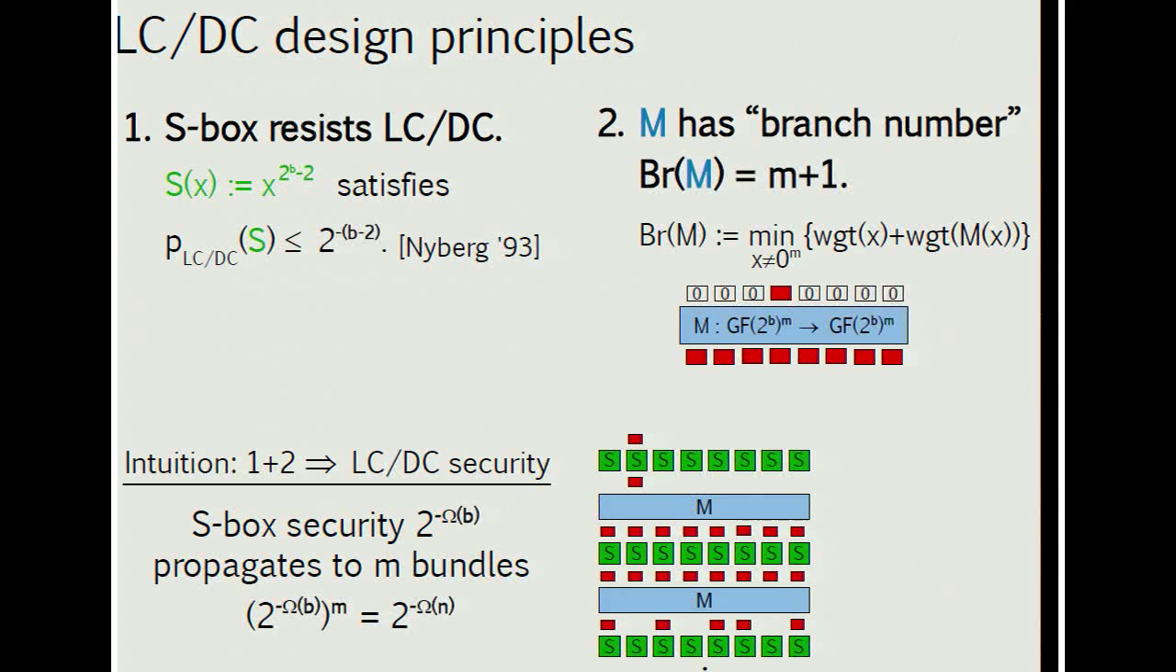The second design feature that we need is that the linear transformation M has what's called maximal branch number. The branch number is a measure of the diffusion of the matrix, and it can be computed as follows. Consider any non-zero input to M. Count the number of non-zero chunks in the input and the number of non-zero chunks in the output and add them together, and the minimum of this number over all inputs is the branch number. It's not hard to see that the highest this can be is one more than the number of chunks. And indeed, there are constructions that achieve this, and I'll mention more about that in a couple slides. So the intuition here is that the S-box provides strong security against linear and differential cryptanalysis, and the diffusion properties of the matrix propagate the security to the entire state.